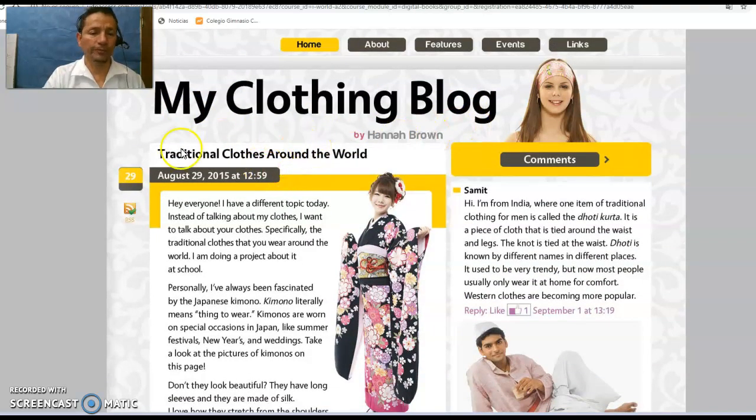My Clothing Blog: Traditional Clothes Around the World. August 29, 2015 at 12:59. Hey everyone, I have a different topic today. Instead of talking about my clothes, I want to talk about your clothes, especially traditional clothes that you wear around the world. And I'm doing a project about it at school.